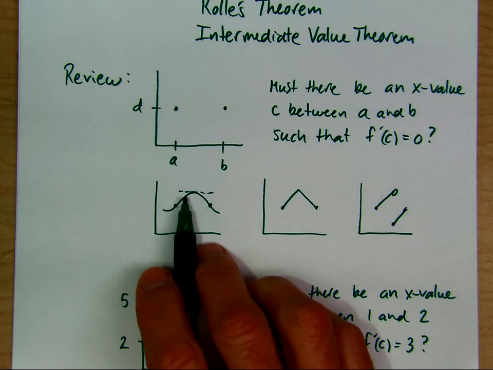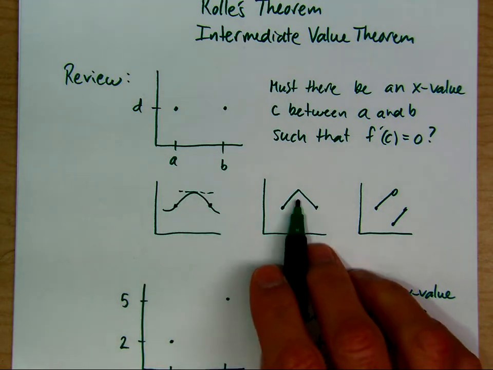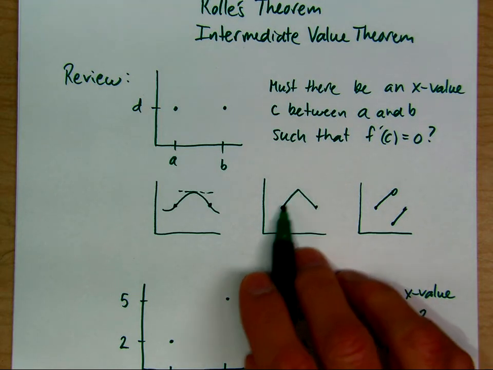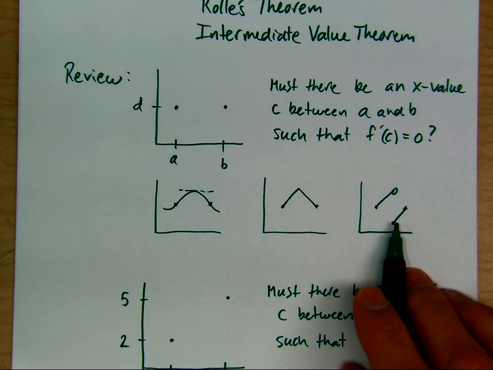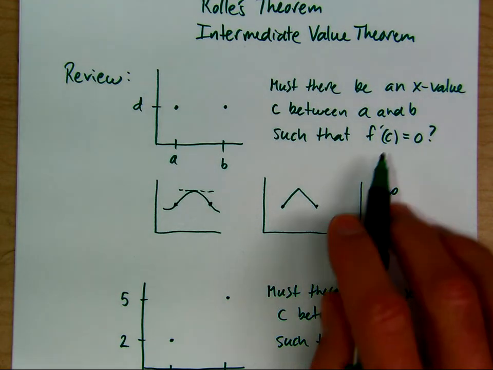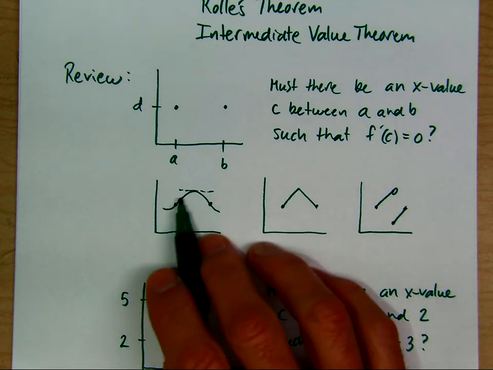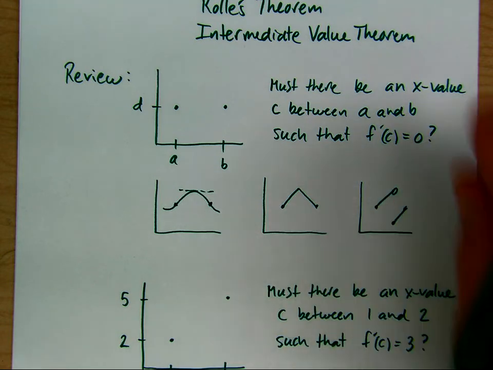So in order for there to be a horizontal tangent line, the graph can't be non-differentiable. It cannot have a corner in it, and it cannot be discontinuous. So to guarantee a slope of 0, we must have a continuous and smooth graph. And this is for Rolle's theorem.